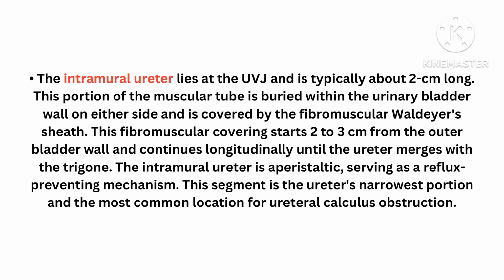This portion of the muscular tube is buried within the urinary bladder wall on either side and is covered by the fibromuscular Waldeyer sheath. This fibromuscular covering starts 2 to 3 cm from the outer bladder wall and continues longitudinally until the ureter merges with the trigone. The intramural ureter is aperistaltic, serving as a reflux-preventing mechanism. This segment is the ureter's narrowest portion and the most common location for ureteral calculus obstruction.